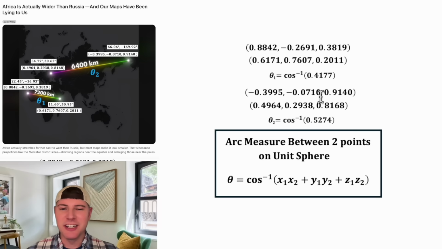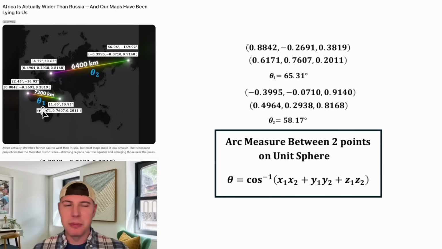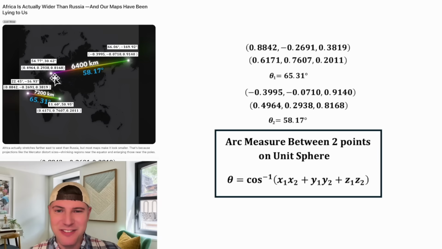And we can use a calculator to get the cosine inverse of 0.4177. In degrees, it'll be 65.31 degrees. And we can do the same thing for the cosine inverse of 0.5274. In degrees, it will be 58.17. So in the place of theta1, let's plug in 65.31 degrees. And in the place of theta2, let's plug in 58.17 degrees. So right away, we can tell, even though this looks larger, it is a smaller arc along Earth's surface. This is 58 degrees and this is 65 degrees. And now let's verify these distances.